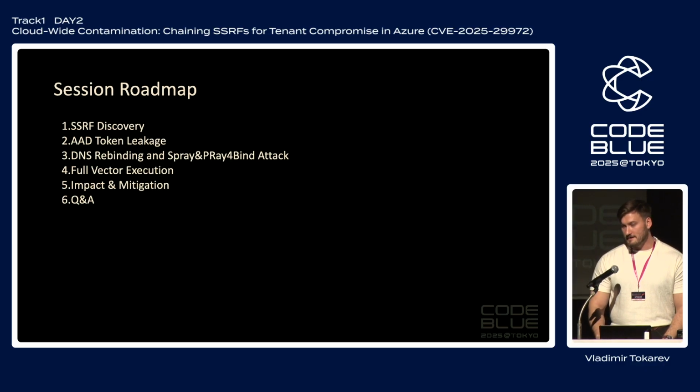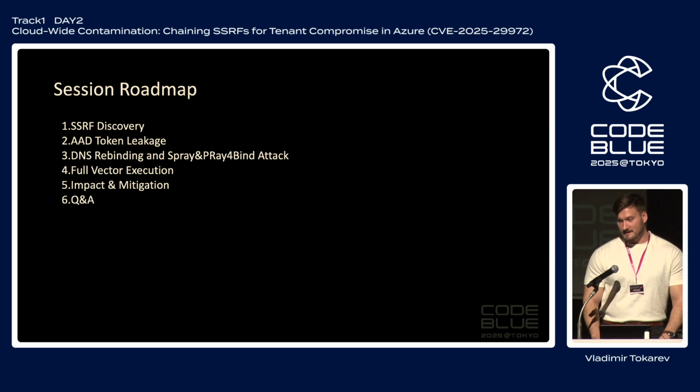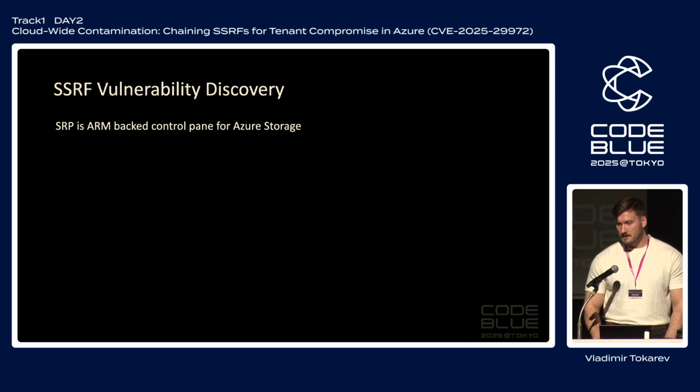Now let's talk a little bit about the session roadmap, what we're going to do here together today. First, we'll talk about the SSRF discovery. Then Azure AD token leakage. Then we'll concentrate on DNS rebinding and the spray and pray for bind attack. Then we'll talk about the full vector execution, impact, and mitigations. I hope we'll have some time for Q&A. So let's dig in, and let's talk about SSRF.